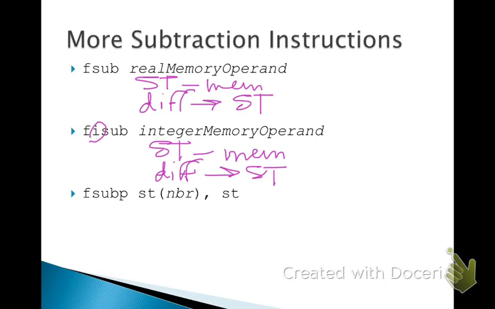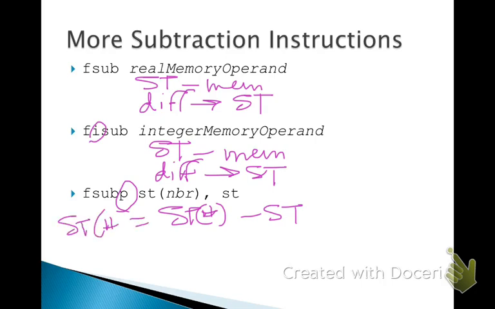Okay? But now I see I have my P suffix, so this one's going to calculate ST number minus ST in this case. I'm going to replace stack top number, and then I'm going to pop the top of the stack after doing that. Okay? Alright, now for the surprise.